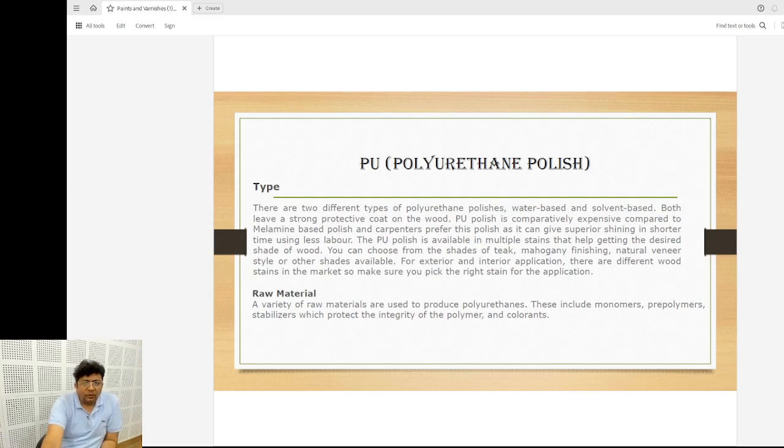The basic raw materials used for the PU polish include monomers, pre-polymers, stabilizers which protect the integrity of the polymer, and colorants. Colorant and polymer give the desired color and desired protective layer to the wood surface.